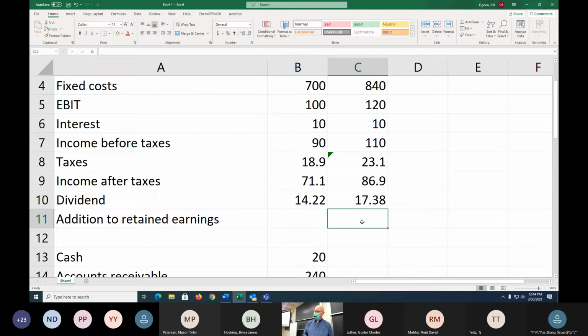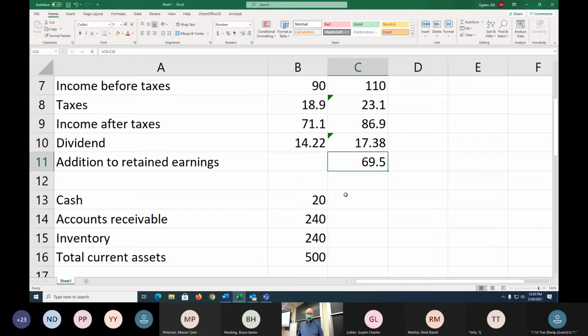So over here, again, net income only has 2 homes. So what isn't paid out as a dividend must be retained for investment. So that one minus this one. So we will add 69.5 to our retained earnings. Okay. Now let's make a forecast of the 2020 balance sheet. So this is 2019. This will be 2020. Okay, we'll make a forecast.